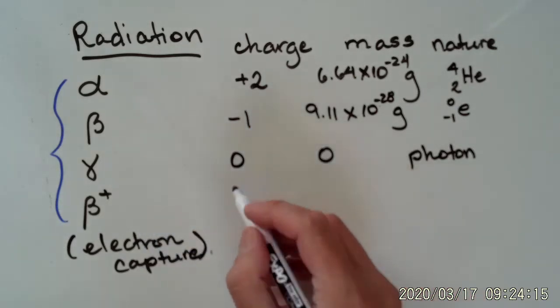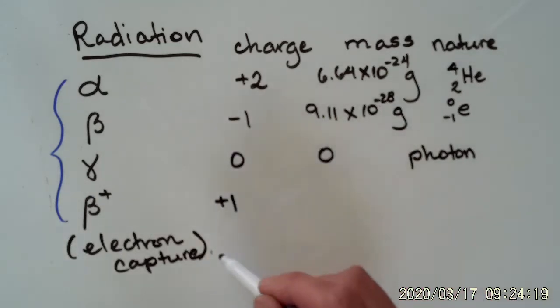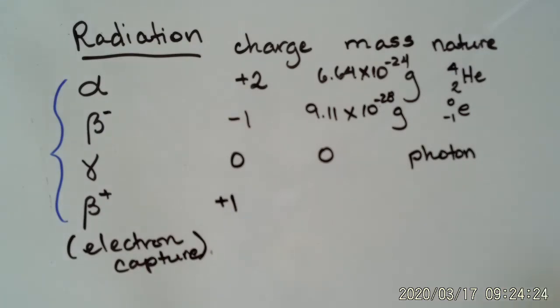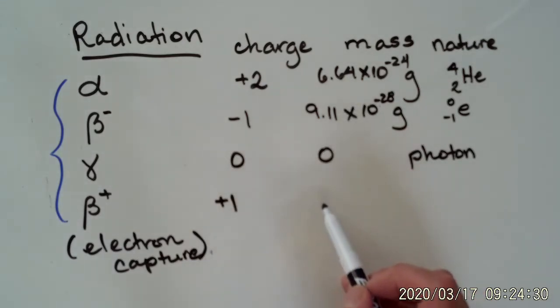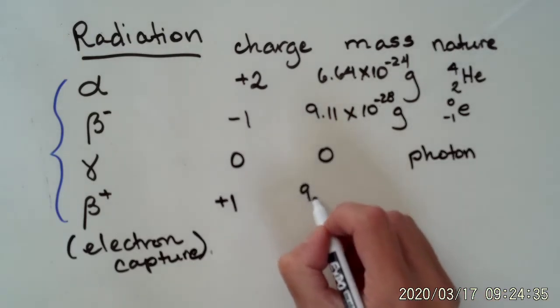Positron here has a charge of a +1. Okay, and sometimes you'll see us write beta as a beta minus for a beta particle. Positron, okay, is a beta plus, has a +1 charge. Mass is similar to an electron. It's the 9.11 times 10 to the minus 28.